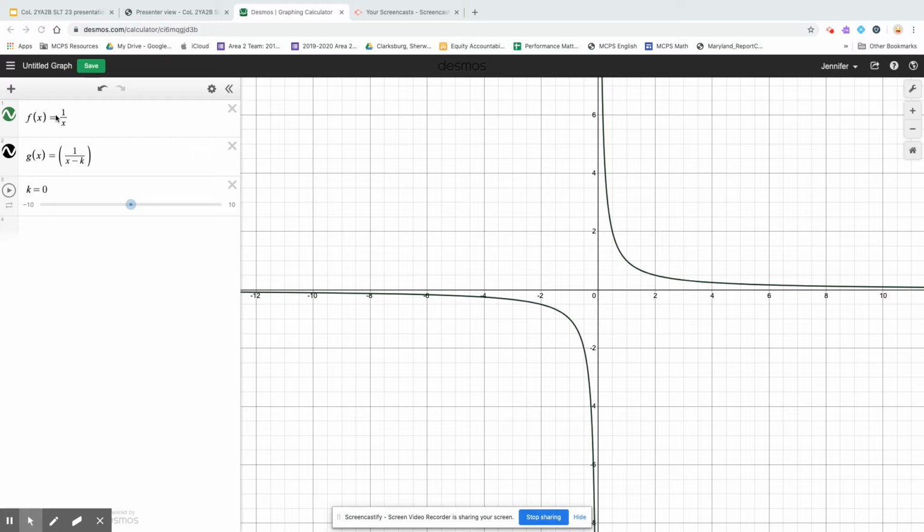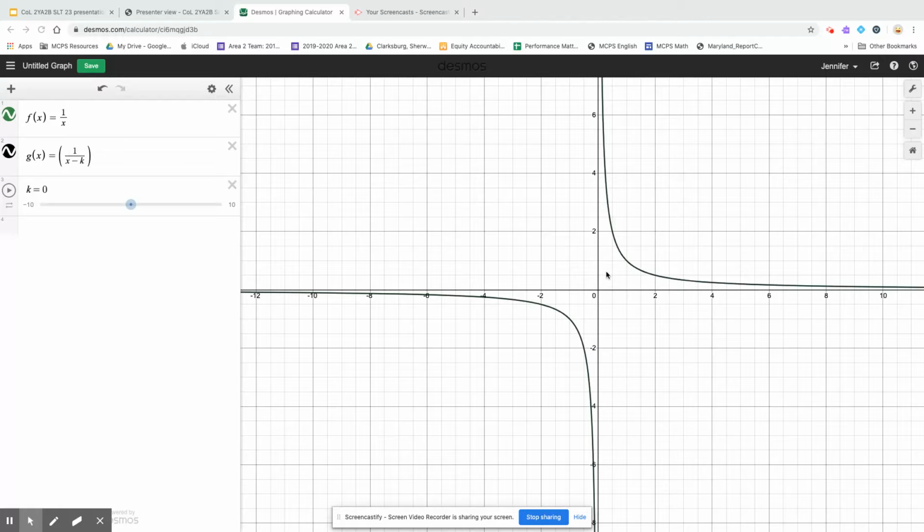Let's start with f of x equals 1 divided by x. This time the value of k will no longer be the coefficient in front of my function, but the k value is here within my function. I have g of x equals 1 divided by x minus k. My k value is 0, and so realistically right now, g of x equals 1 divided by x.